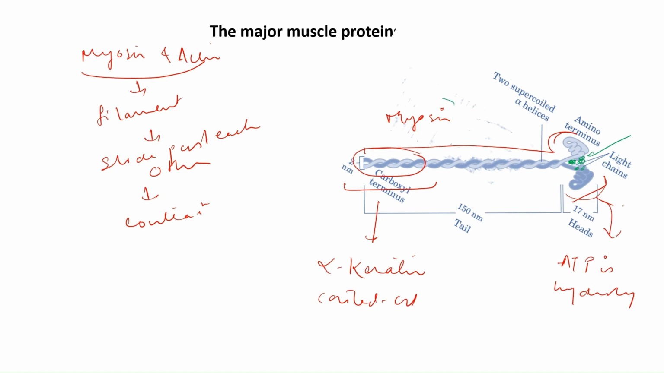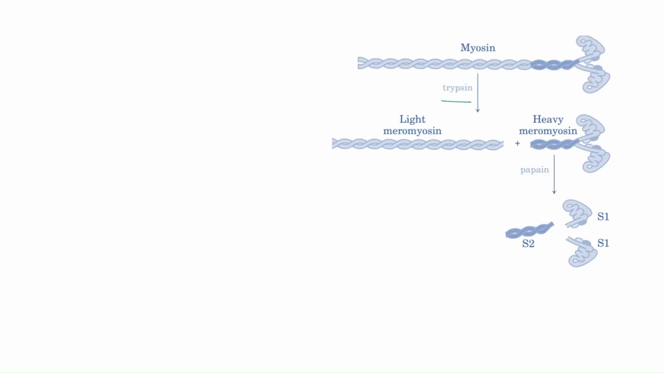Now, one more thing: this myosin consists of 6 subunits, among which 2 are heavy and 4 are light. When we treat myosin briefly with trypsin, it divides the myosin into two parts. It will break from here and divide the myosin into two parts. Now this part, which has the carboxyl terminal, is known as light meromyosin. And the part including the globular head as well as the light chain is known as heavy meromyosin.